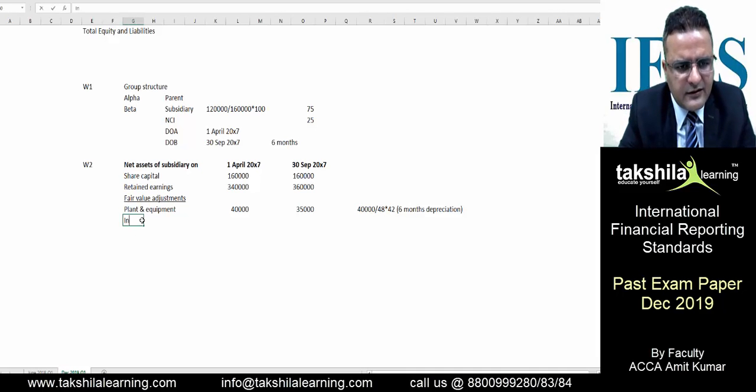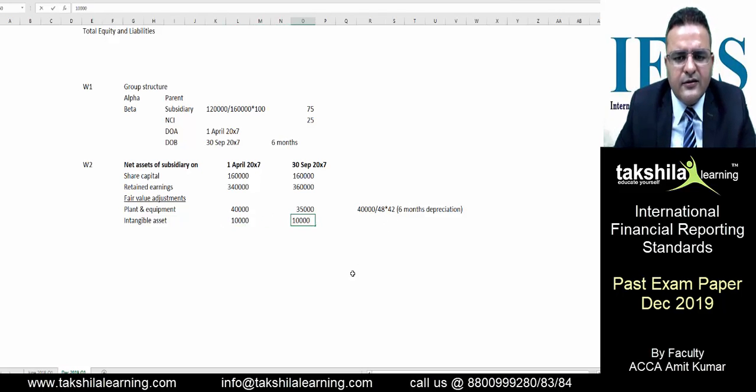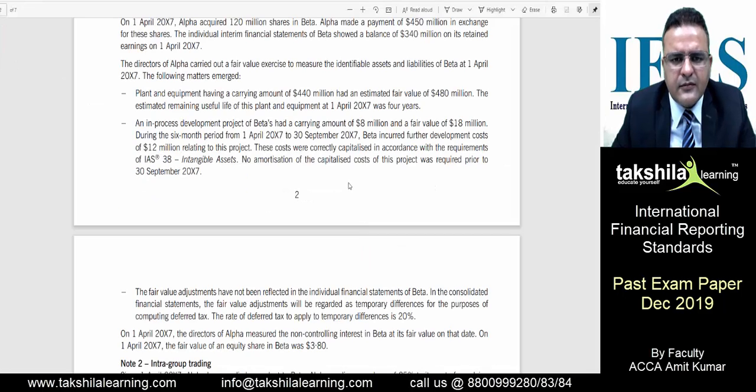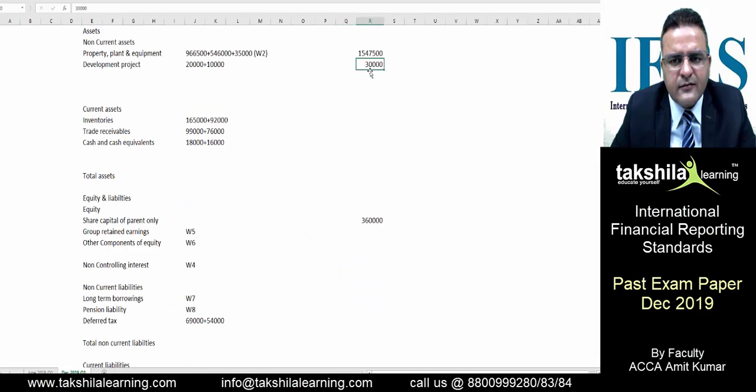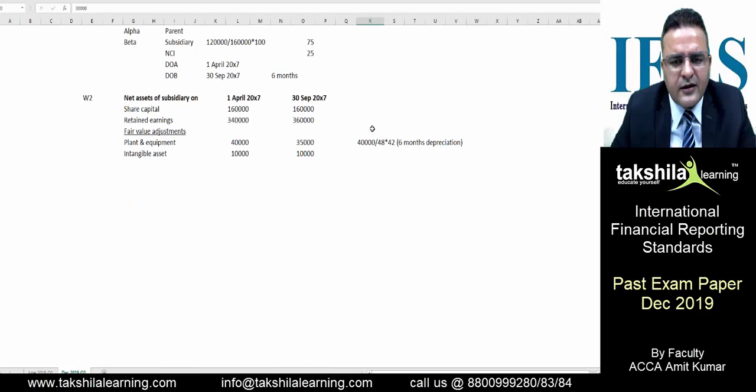So intangible asset recognized here will be 10,000. Date of balance sheet will be 10,000 since there is no amortization. 8 million, 12 million spent, total 20 million already capitalized, 10 million yet to be capitalized. So 20 plus 10, 30,000 to be capitalized. 10 million fair value 10,000, no amortization 10,000.